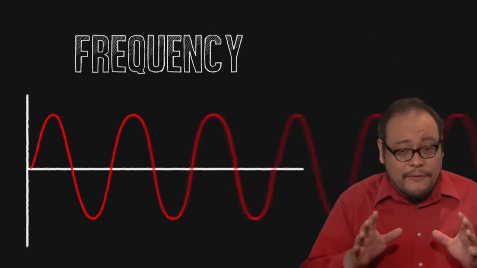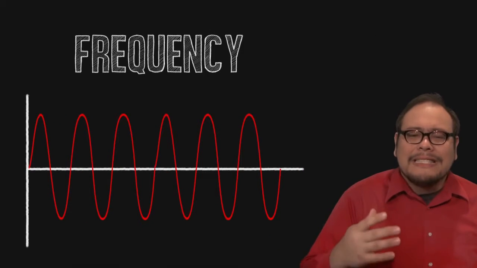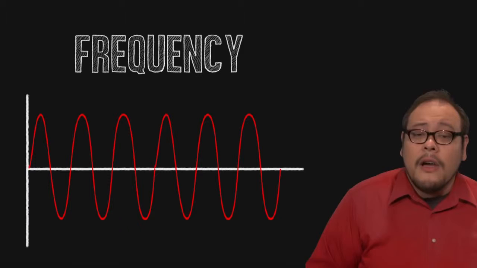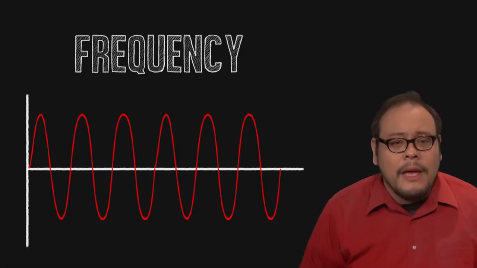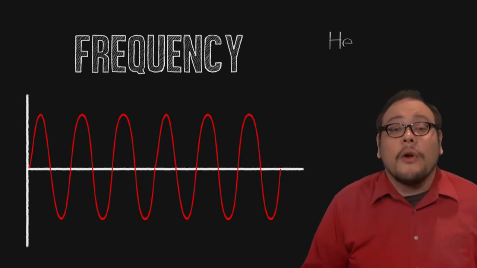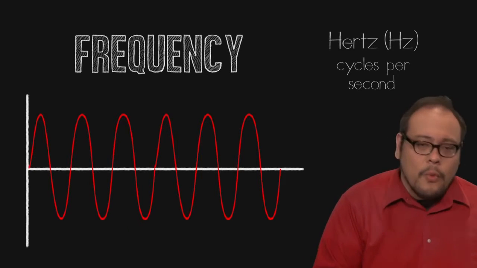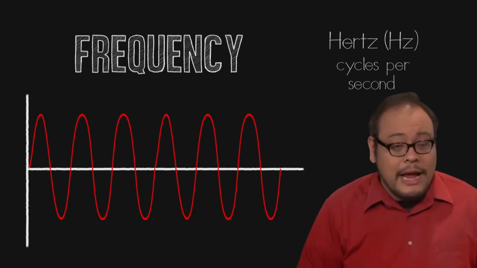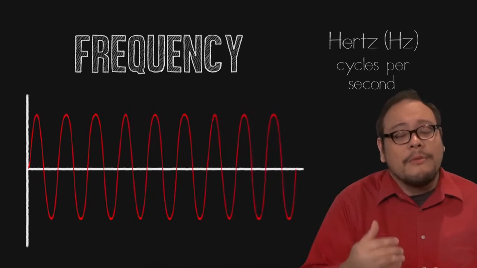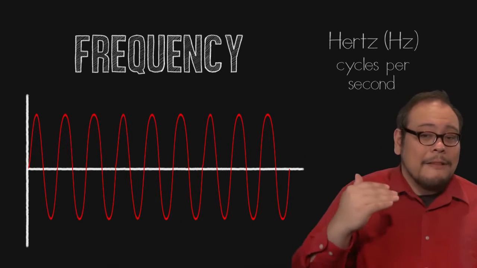Then there's frequency, the rate of how many cycles of peaks and troughs are in a given period of time. This is most commonly measured in hertz, or cycles per second. 1 hertz is 1 cycle per second. As we go up in the number of hertz, we perceive a rising in pitch.